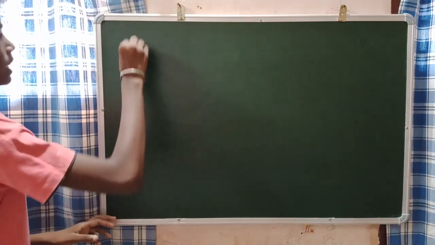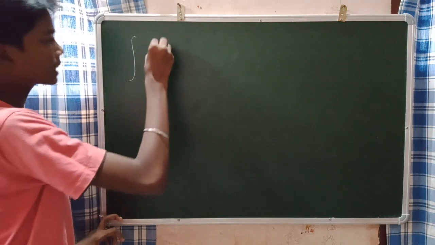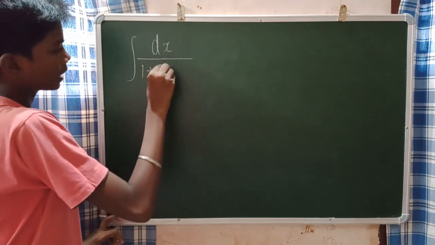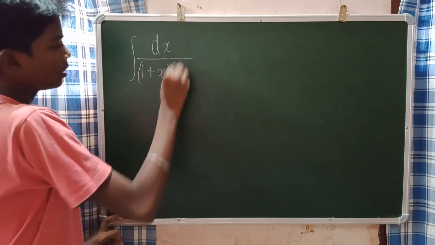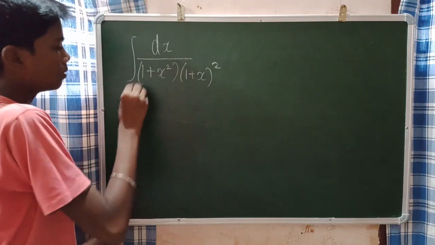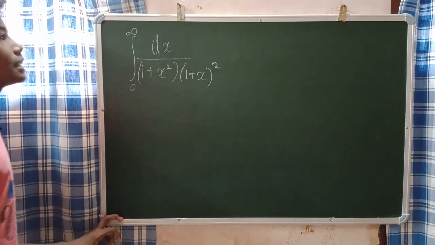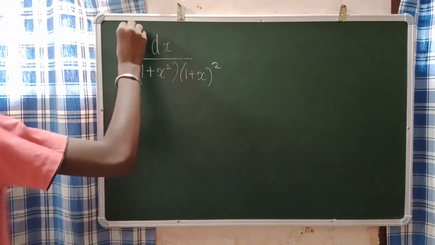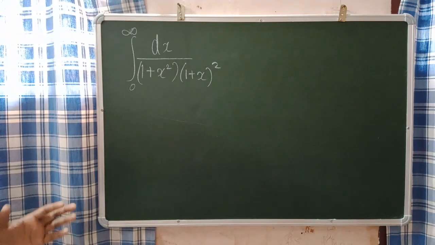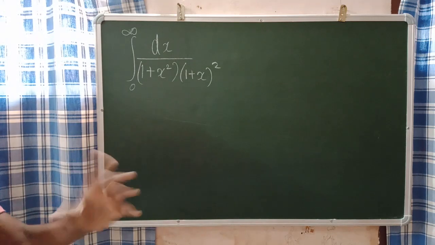So the question is the integral of dx divided by (1 plus x square) into (1 plus x) whole square, from 0 to infinity. This is the question, guys. This question is from definite integration. How I'm going to solve this question, listen carefully. First I'm going to use the substitution method.